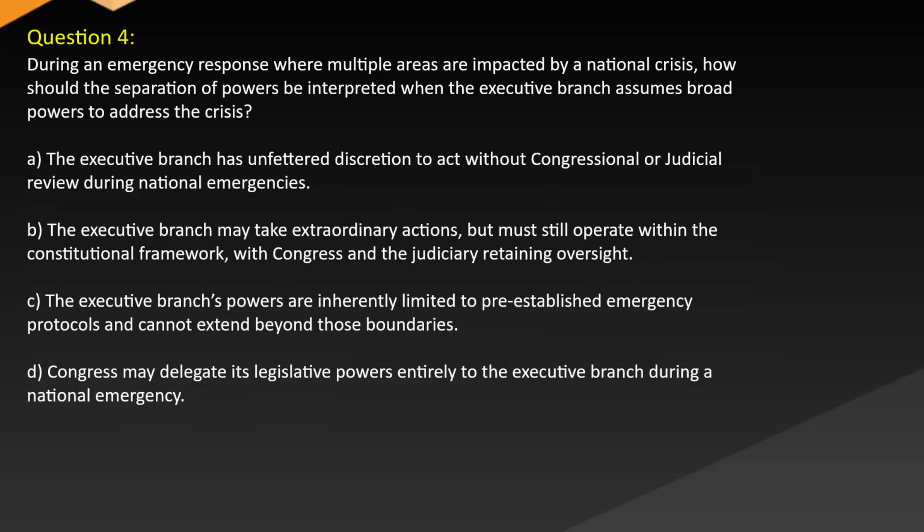Question 4. During an emergency response where multiple areas are impacted by a national crisis, how should the separation of powers be interpreted when the executive branch assumes broad powers to address the crisis? A. The executive branch has unfettered discretion to act without congressional or judicial review during national emergencies. B. The executive branch may take extraordinary actions, but must still operate within the constitutional framework with Congress and the judiciary retaining oversight. C. The executive branch's powers are inherently limited to pre-established emergency protocols and cannot extend beyond those boundaries. D. Congress may delegate its legislative powers entirely to the executive branch during a national emergency.